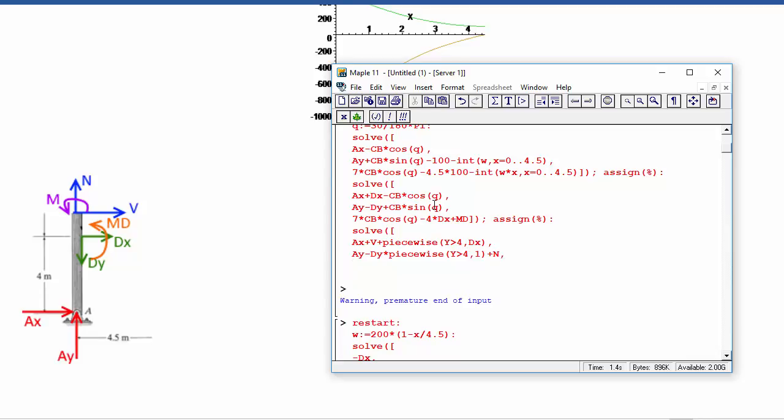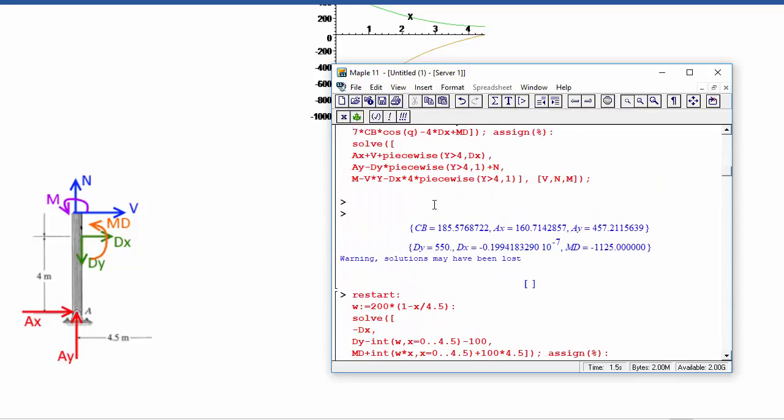And also for the moment diagram, the torque equation, that is, the net torque about A is equal to 0. So we are going to have M. We are going to have in the other direction minus V times big Y and minus dx times 4 times piecewise y is greater than 4. And we want to solve this for v, n, and m. Let's try.